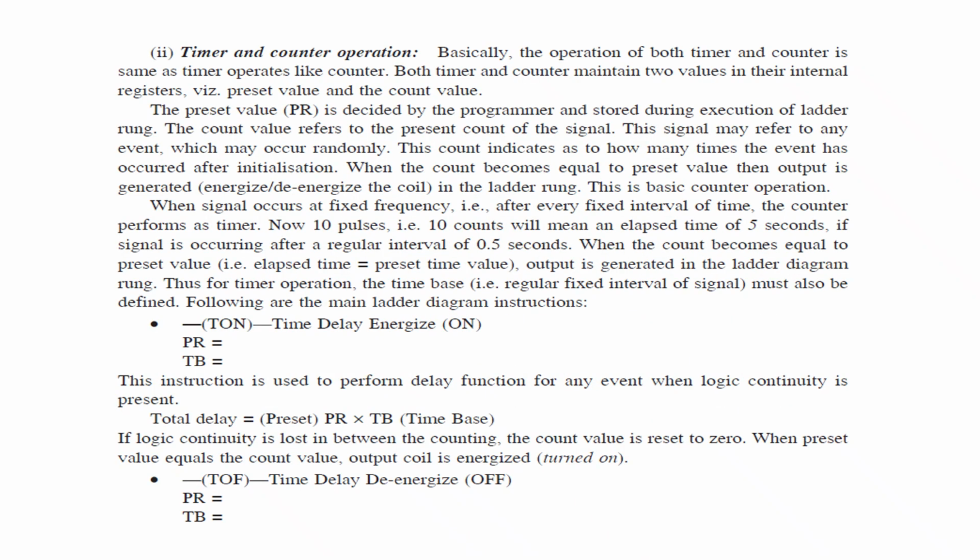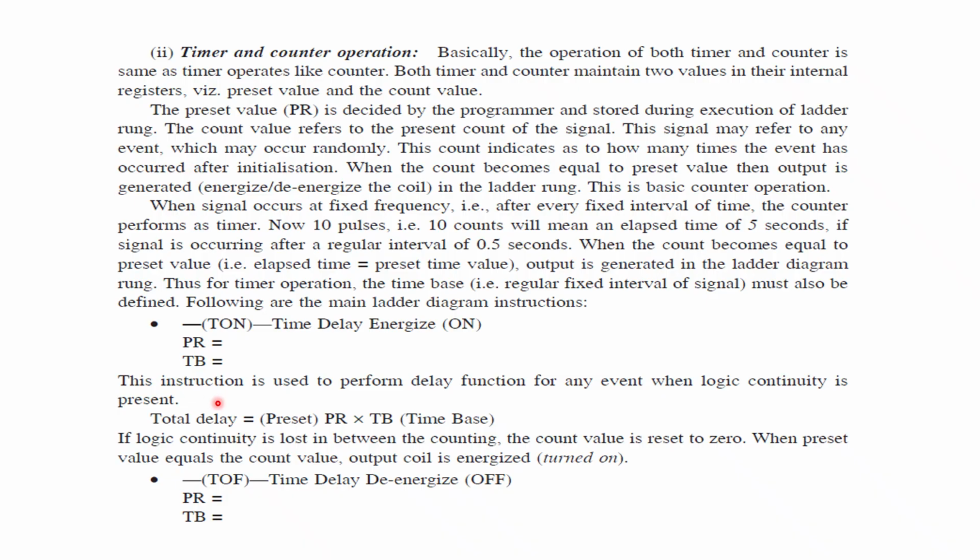Coming to timer and counter operations, these are readily available in the PLC. There is an on delay timer and there is an off delay timer. These are all readily available function blocks in the PLC. Both the on delay and off delay timers have a predefined preset value, which is decided by the programmer and stored during the execution of the ladder rung. And there is a time base.